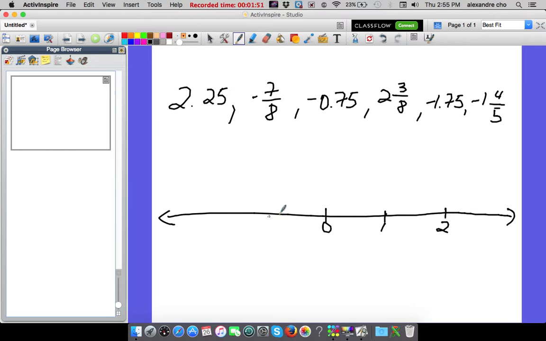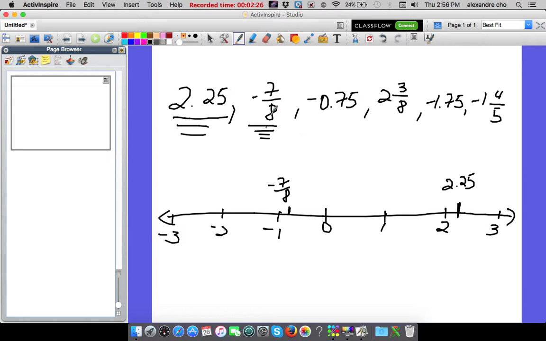Yes, I'm still coughing. This would be negative 1, negative 2, negative 3. I probably need a 3 over there. So 2.25, it's positive, it's 2. Think about money. 2 and 25 cents, which is about here. Okay, negative 7 over 8. If this is 0, this would be 1/8, 2/8, and you cut this in 8ths. Negative 7 over 8 would be about here.